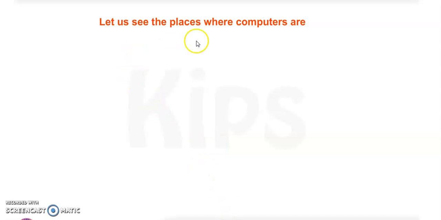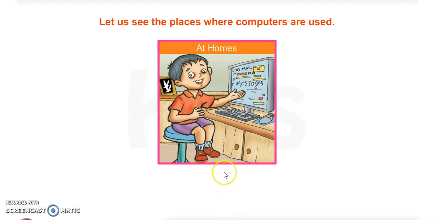Now let us see the places where computers are used. When you are going out, wherever you are going, in a bank, in a hospital, in a shop, in a mall, you have seen computers everywhere. Because the computer is a very useful machine and it can do different types of jobs. So computers are used everywhere in our world. Let's revise all the places.